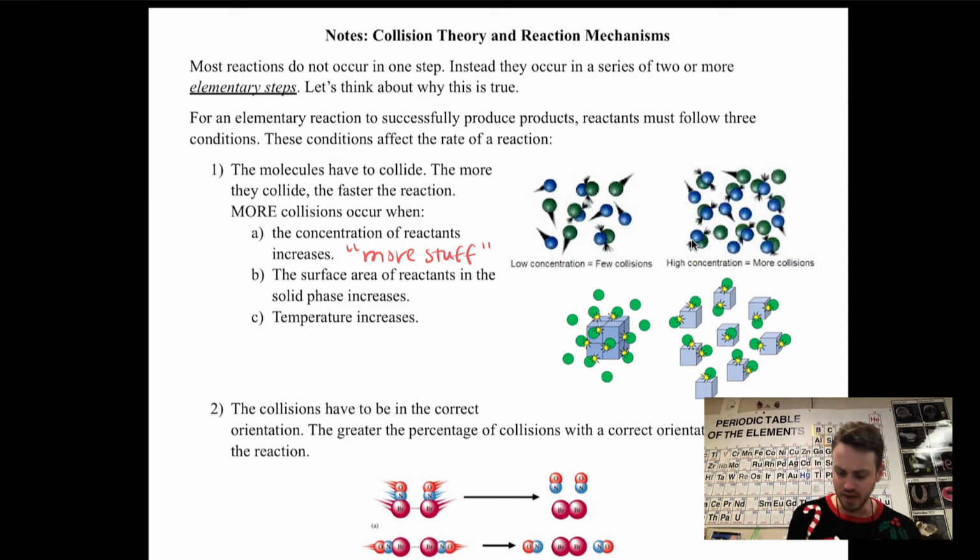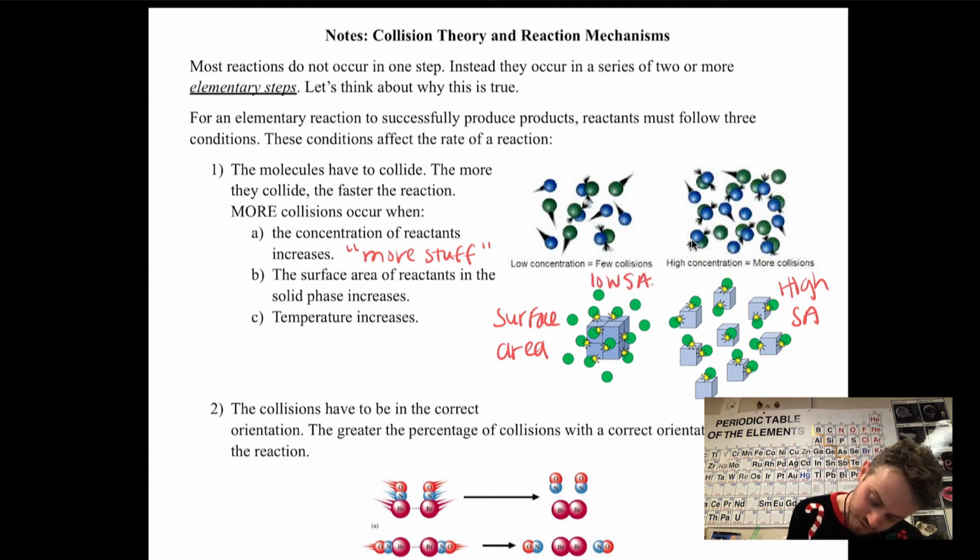Okay, so here is my surface area example. We can see that there are more collisions here when you have high surface area versus here where you have low surface area. So more collisions that way.